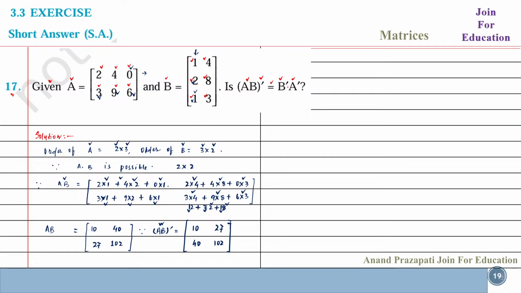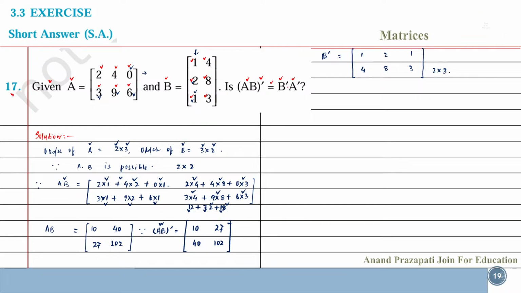Now we find out the transpose of B. So the transpose of B here will be, it means that we interchange the row into column. So here will be what? 1, 4. This one will be the first column. 2, 8. This one will be the second column, and 1, 3. This one will be the third column. After that there is no problem to understand up to this step. And the order of the transpose of B is 2 by 3.